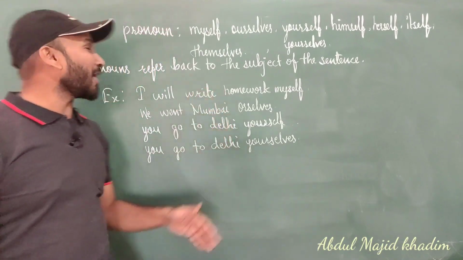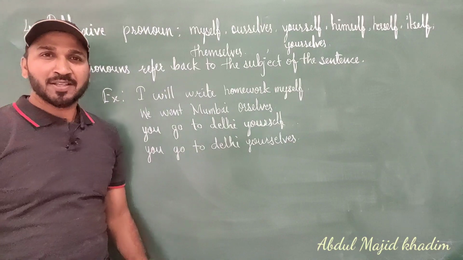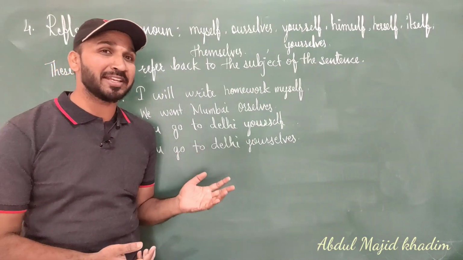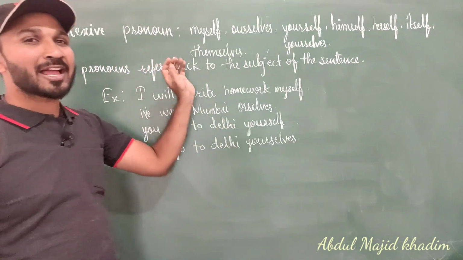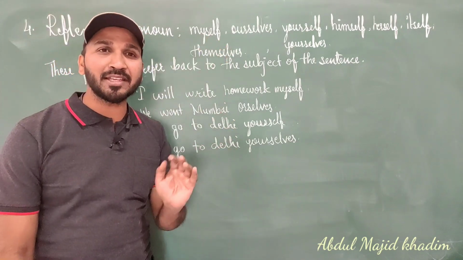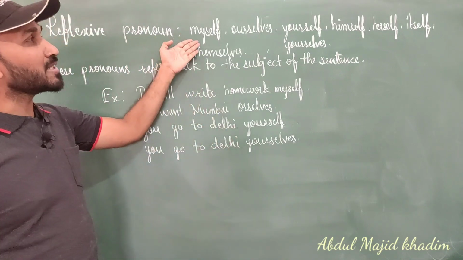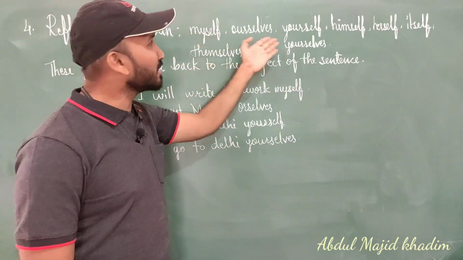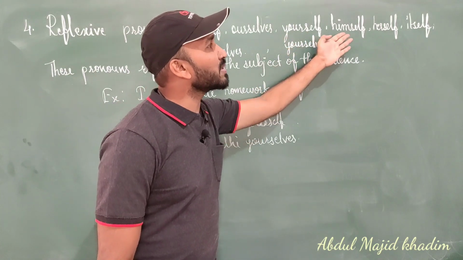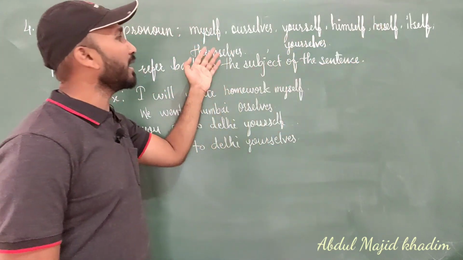Let's see the next pronoun. The next pronoun is the reflexive pronoun. So reflexive pronouns: what are they, how can we identify them? They have self with them. Just remember all the pronouns which have self with them, like myself, ourselves, yourself, yourselves, himself, herself, itself, and themselves.